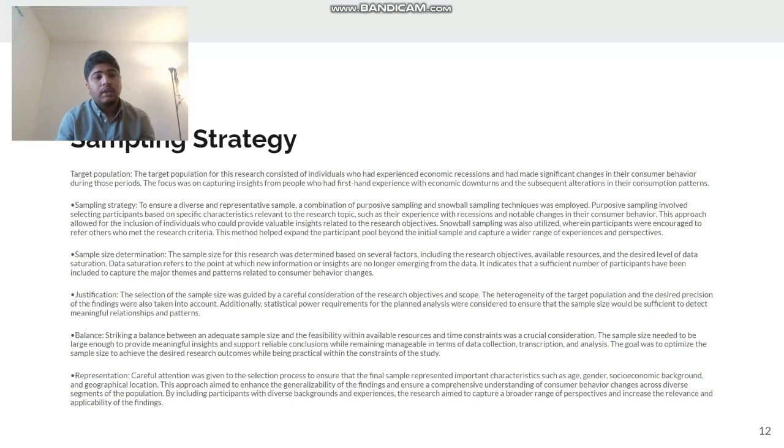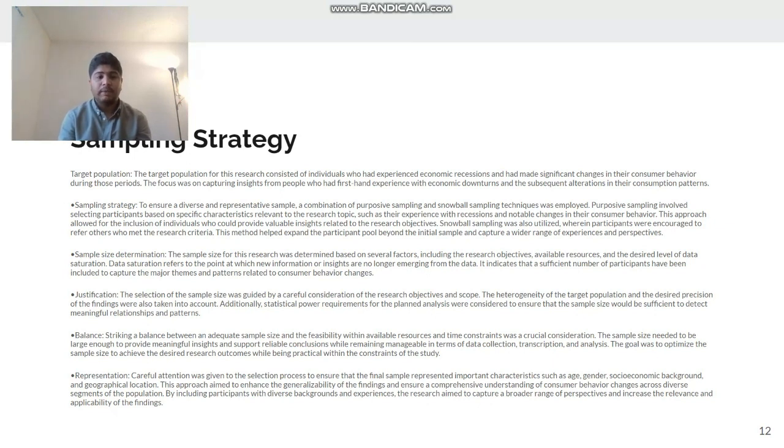Sampling strategy. To ensure a diverse and representative sample, a combination of purposive sampling and snowball sampling techniques was employed. Purposive sampling involves selecting participants based on specific characteristics relevant to the research topic, such as their experience with the recession and notable changes in their consumer behavior. This approach allowed for the inclusion of individuals who could provide valuable insights related to the research objectives.